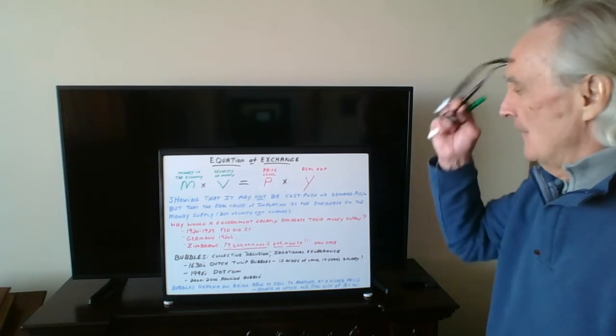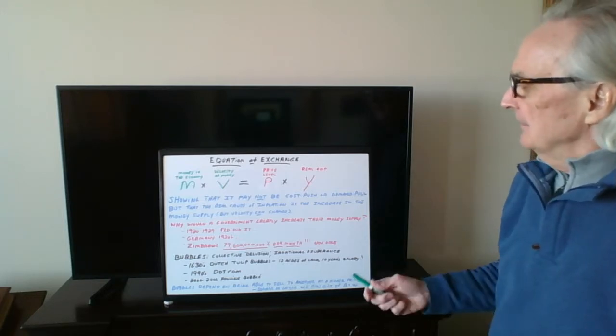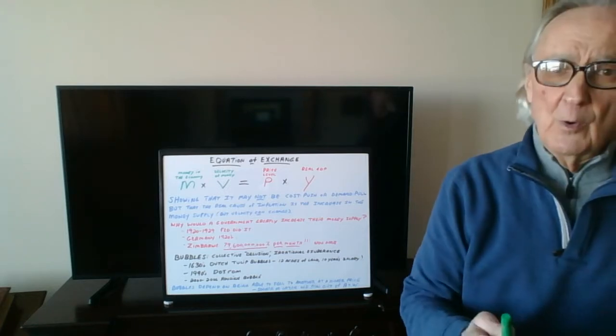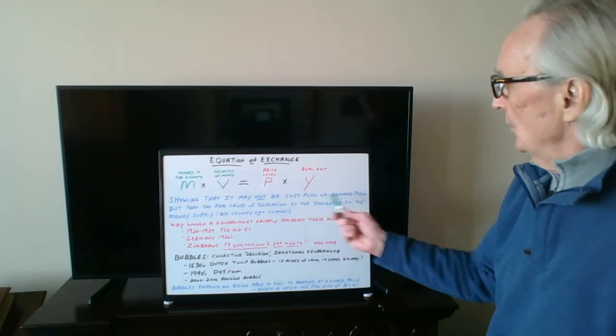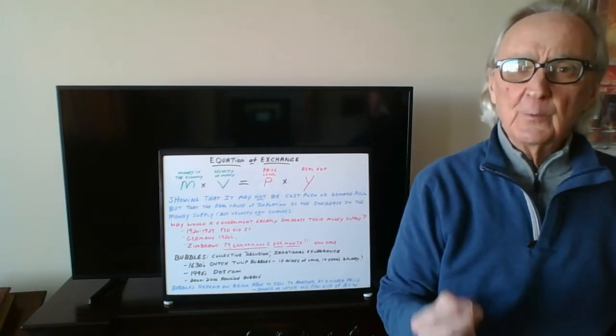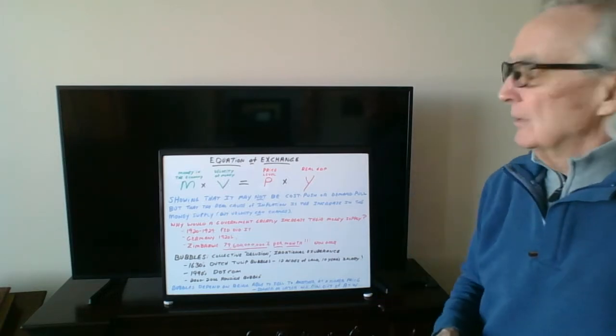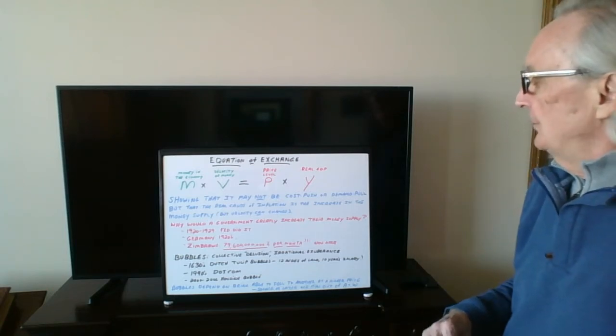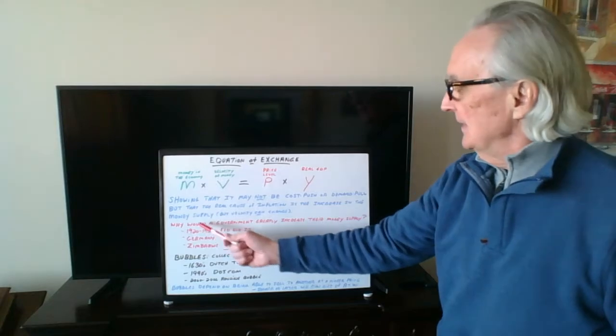All right, now this is saying that, hey, although cost push or demand pull could influence the price, the major reason for inflation might just be an increase in the money supply.